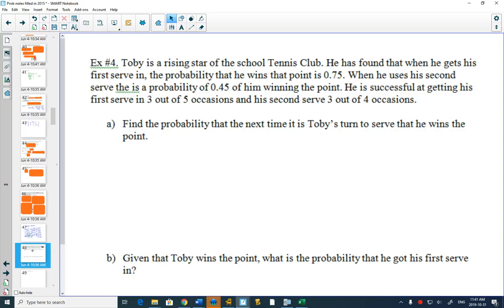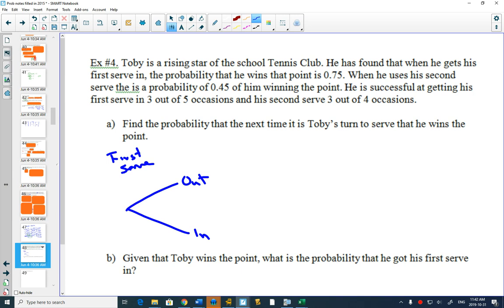Okay? So let's draw a tree diagram. He serves first serve. Obviously that would come before the second serve. Thank you. First serve, it's either in or out. Agreed? What are his chances of getting his first serve in? 3 out of 5. And a 2 out of 5 chance of serving it out.